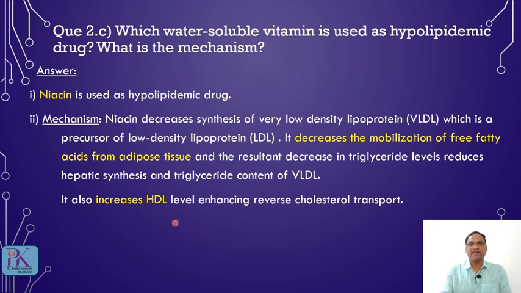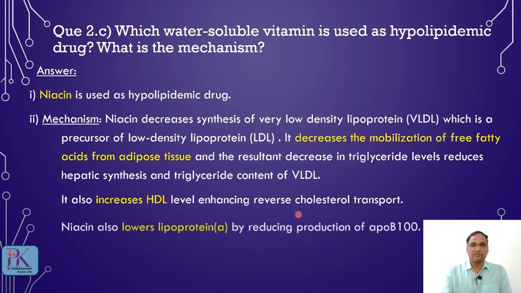It increases HDL level by enhancing reverse cholesterol transport. You know the reverse cholesterol transport, and HDL is a good cholesterol. It transports cholesterol from peripheral tissue to liver. So that is why it is called good cholesterol, and that transport is called reverse cholesterol transport. So it increases HDL level and enhances reverse cholesterol transport.